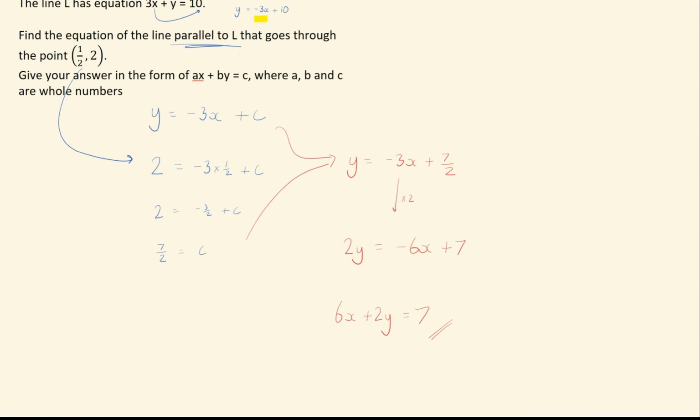Okay, so again, it's still the same key idea using parallel lines. We're going to have a few more tricks and tips halfway through it. Okay, I hope that helped, and thanks for listening.